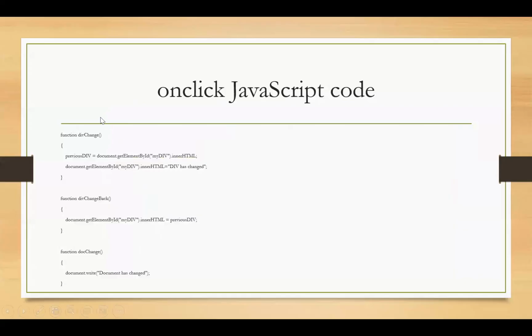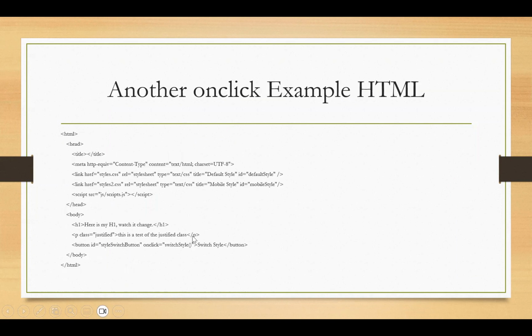So the div change modifies whatever the size of your divider is within your HTML code. Then that second button changes it back, reverts it back to whatever specifically you had it set up initially as. And then that function doc change would simply add the text "document has changed" to your HTML file.